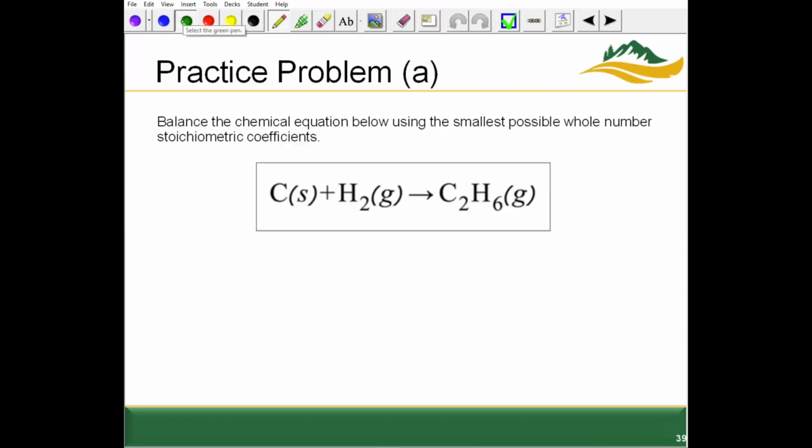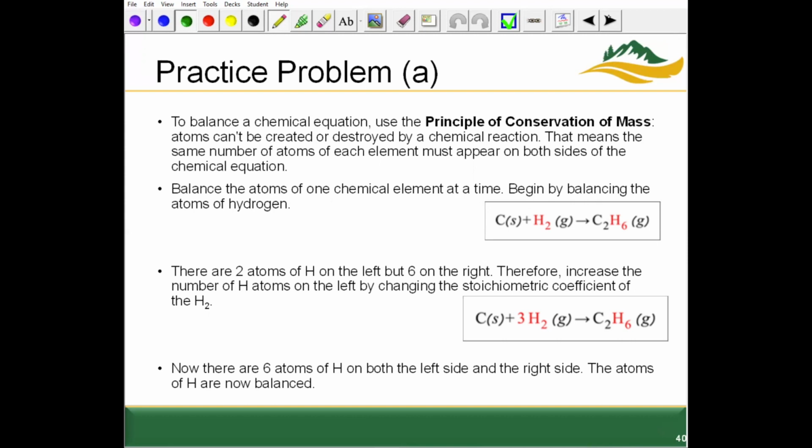Let's practice doing these steps for this practice problem. So we want to balance this chemical equation. We know that the principle of conservation of mass is at play, so nothing can be created nor destroyed. Nothing can magically show up on the product side that wasn't on the reactant side.